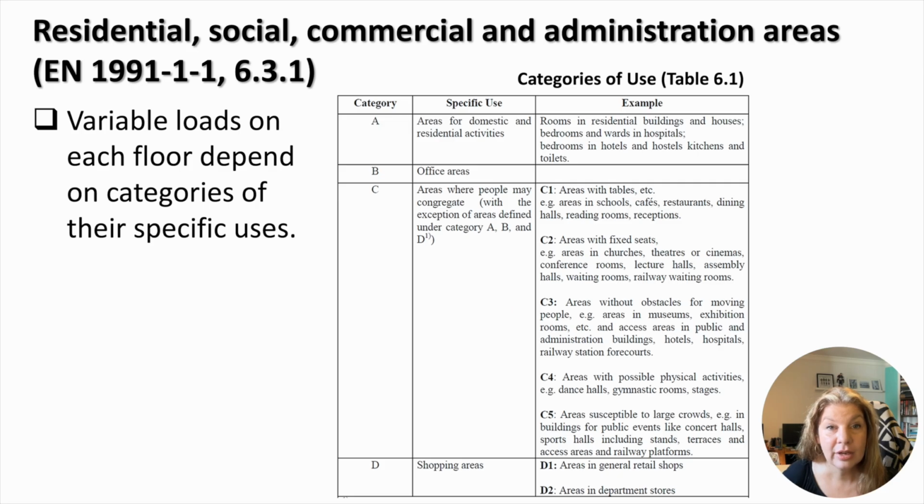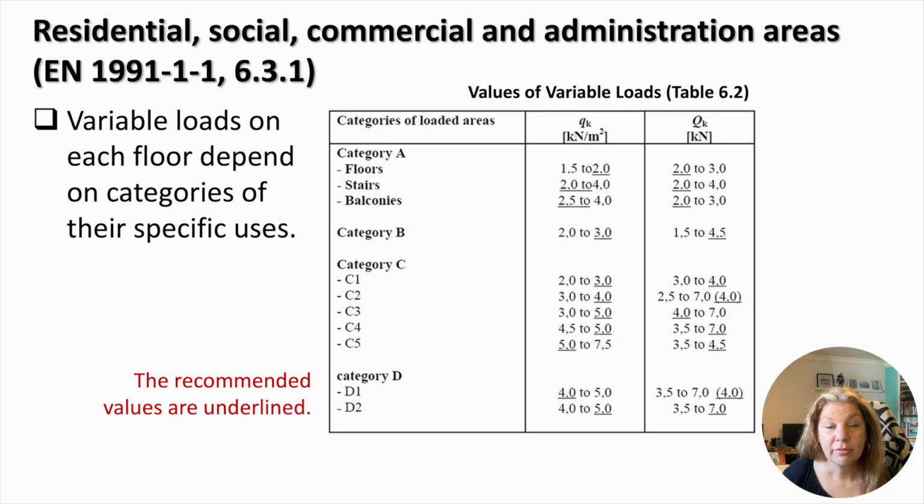The live loads that are assumed to act on the floors depend on the categories of their specific uses. For example, a classroom will be classified as category C2. Eurocode 1 defines a range of values for the live loads in different categories. In the case of a classroom, which we said is category C2, the uniformly distributed load can be in the range of between 3 to 4 kN per square meter, while the concentrated load will be in the range of between 2.5 to 7 kilonewtons. The recommended values are underlined in the table.